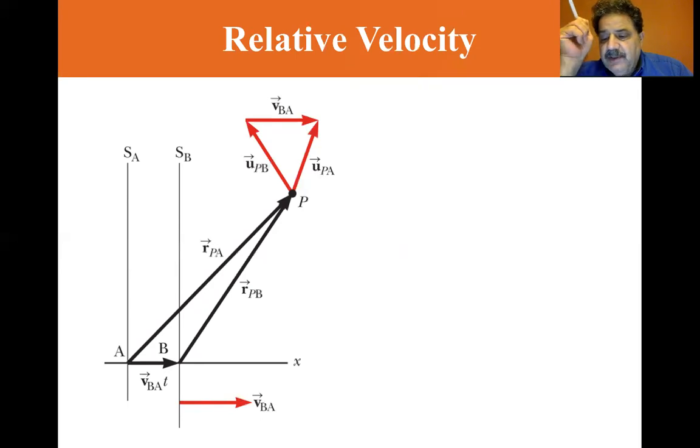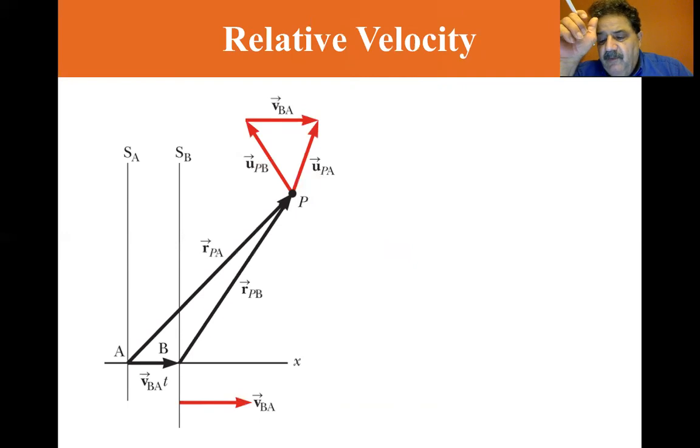At time t, the origins of reference frames will be separated by a distance of VBA times t. So the velocity times the time will give you a distance. Label position P of the particle relative to observer A with the position vector RPA, and that relative to observer B with position vector RPB, both at time t.